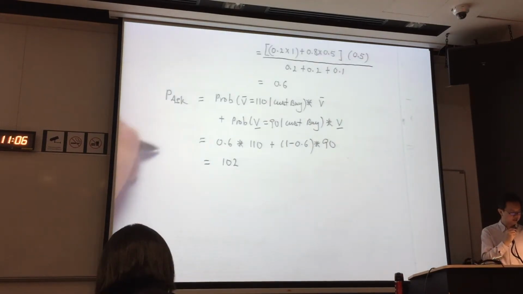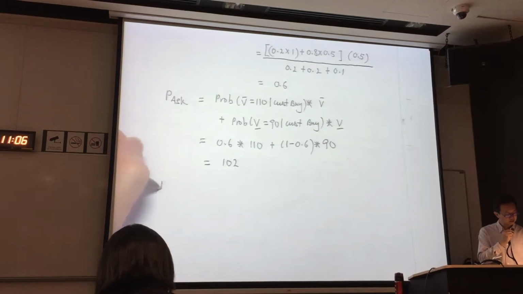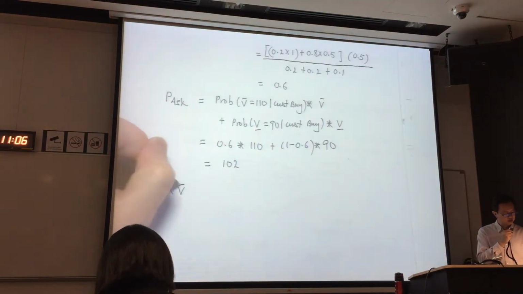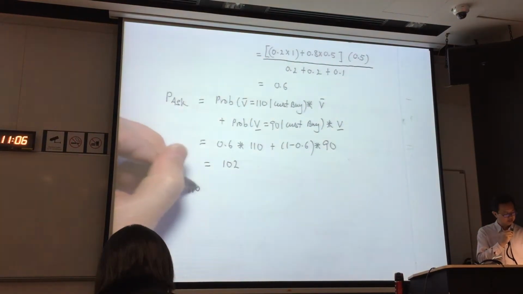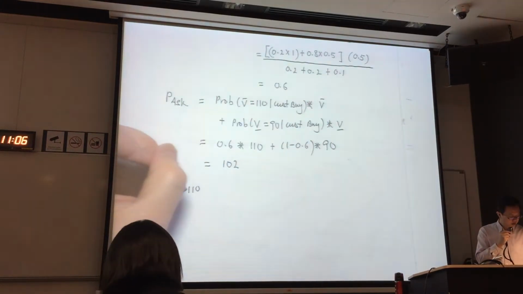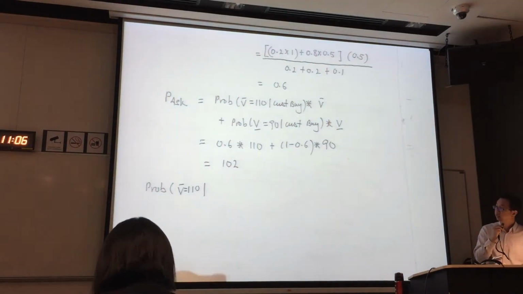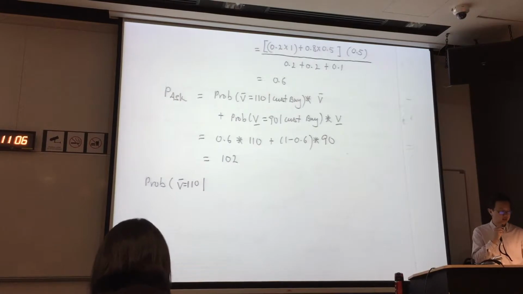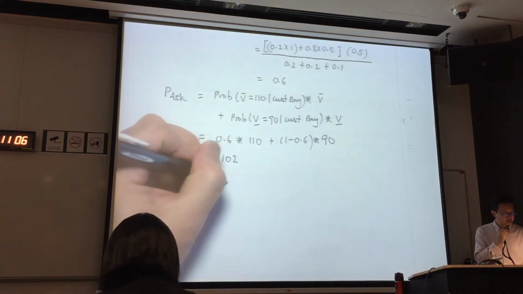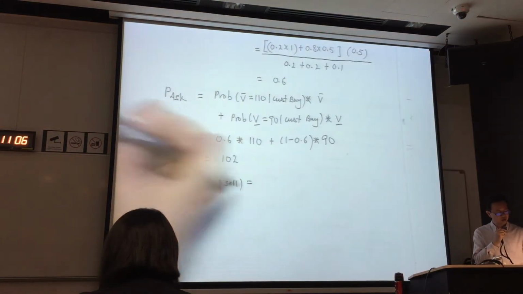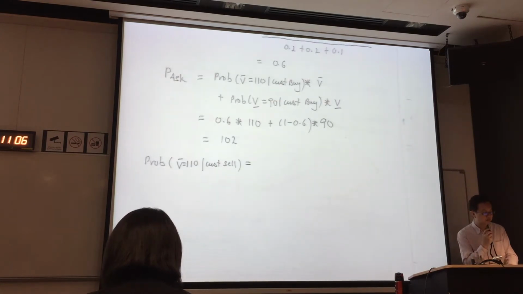Alright, so try out yourself. What is the probability that the value is 110, now that customer is not buying, but customer is selling? So can you show the Bayes rule calculation now?